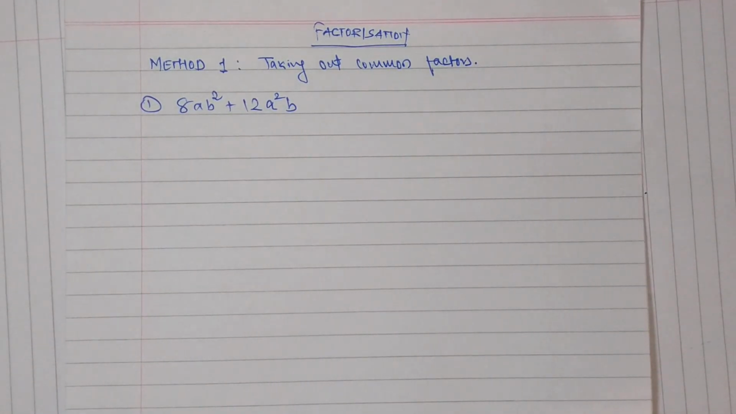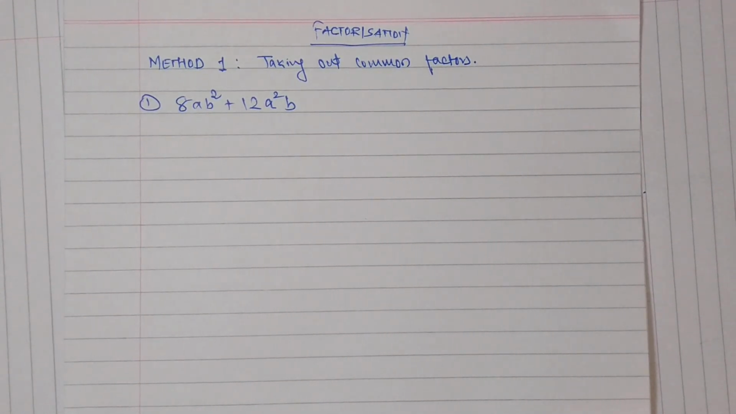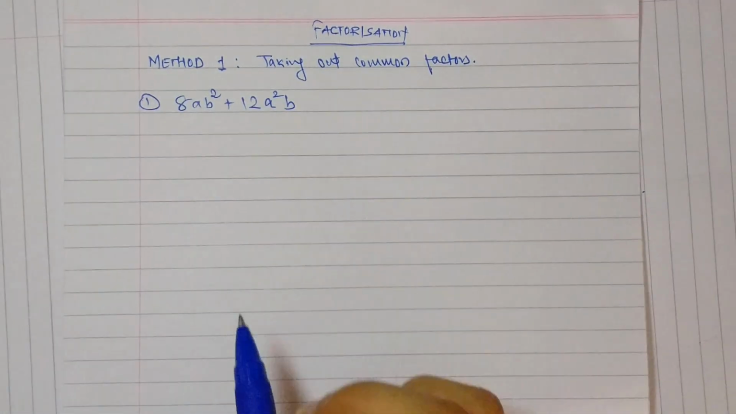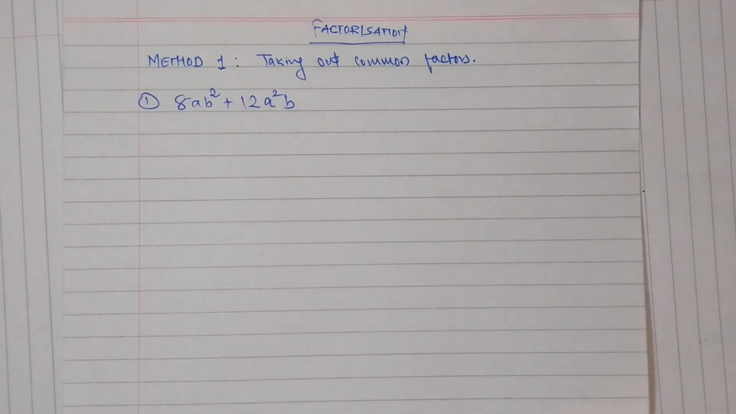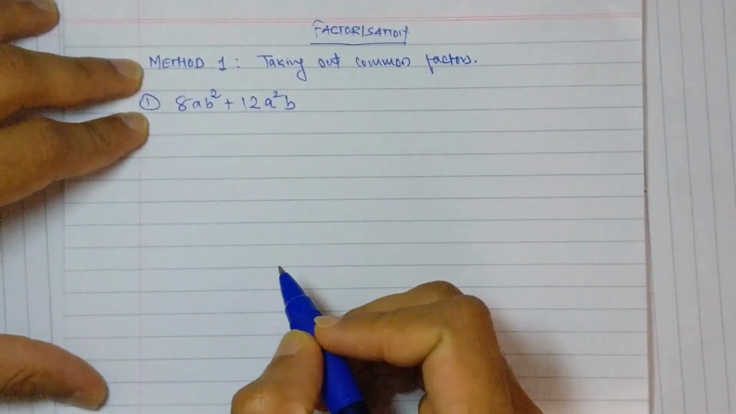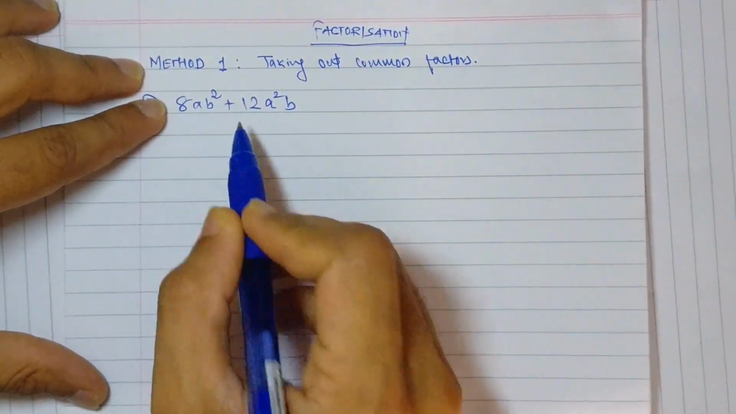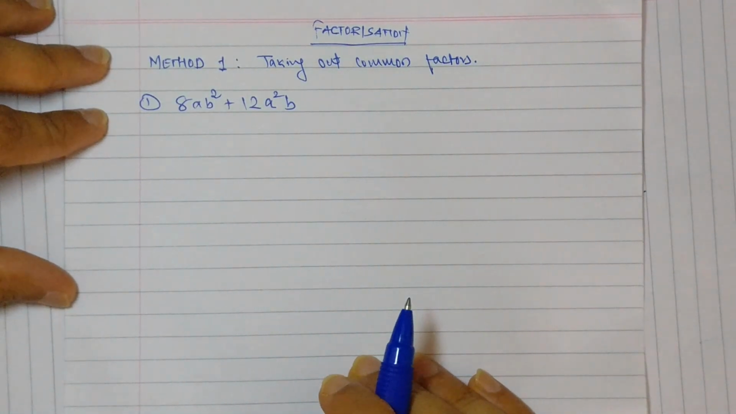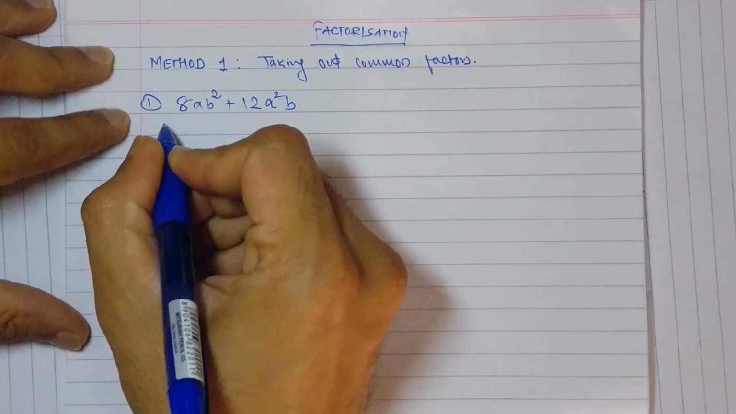Now in factorization, you have to convert this algebraic expression or polynomial into the form where it is expressed as a product. So how can you convert it into a product? What is common between these two terms? You just take that out. So in 8 and 12, what is the highest common factor of 8 and 12? The HCF of 8 and 12 is 4.